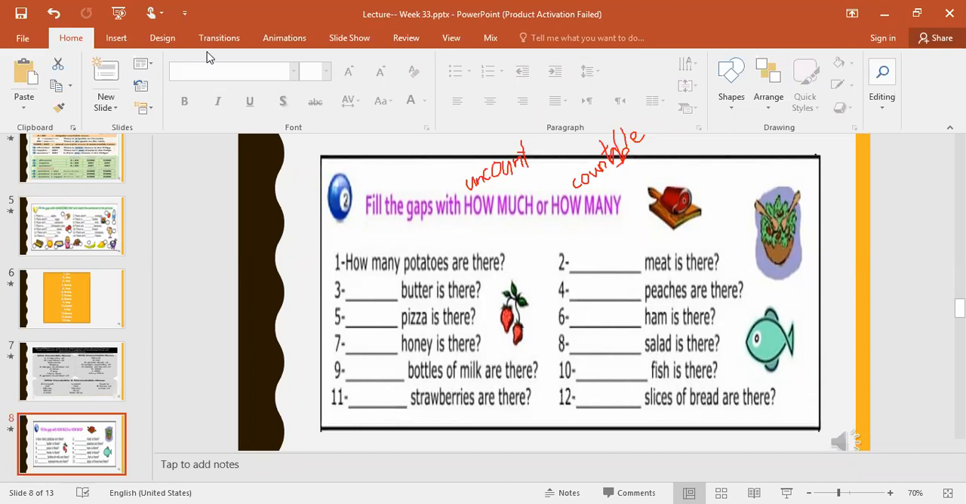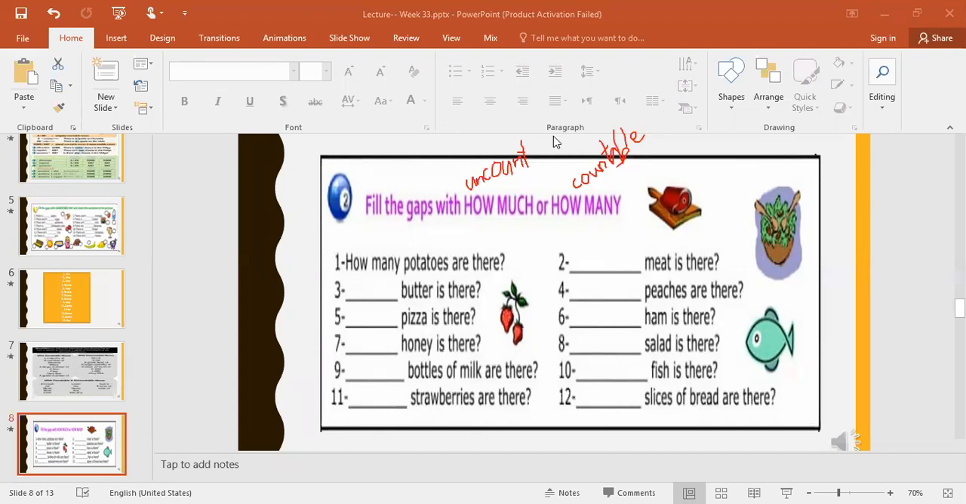How much meat is there? How much meat is there? Very good, because meat is an uncountable noun. Number 3. Uncountable.